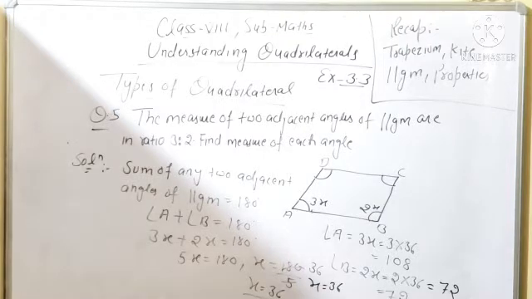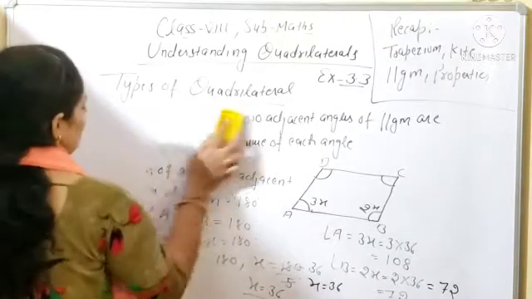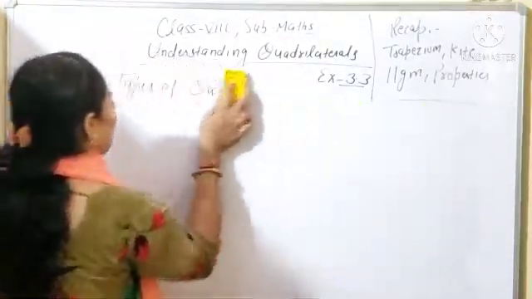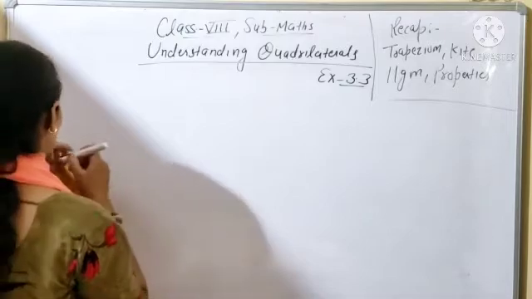Okay. Now next question, question number 6. Two adjacent angles of a parallelogram have equal measure. So find the measure of each of the angles of the parallelogram. Question number 6, beta.